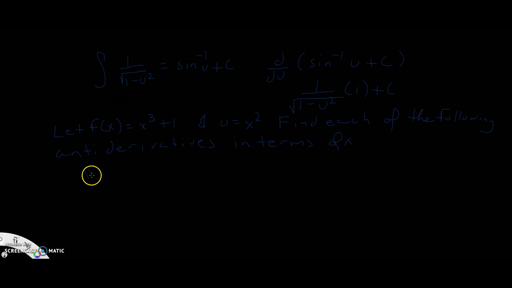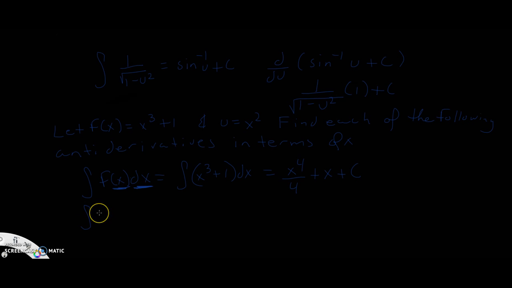So if you start off with f of x dx, this is pretty straightforward. You take x and plug it in, and you get the quantity x to the third plus 1, dx. When you take the antiderivative, it's going to be x to the fourth over 4 plus x plus c. Now, one thing I want to point out is that this and this need to match up. If they don't, you have to get them to match up one way or another.